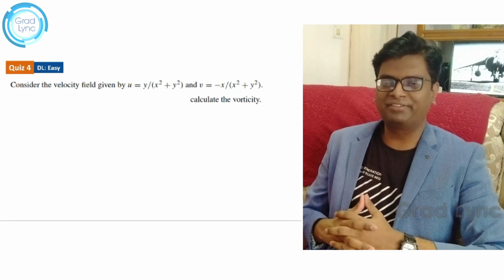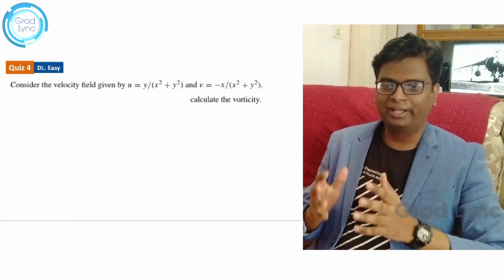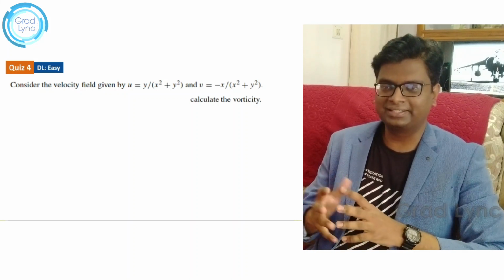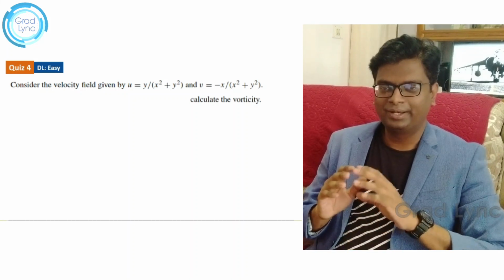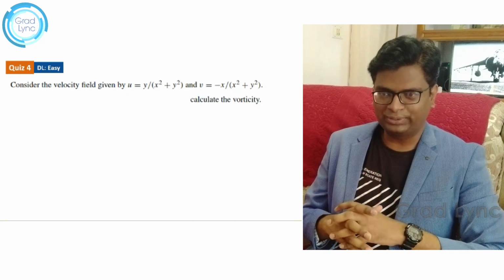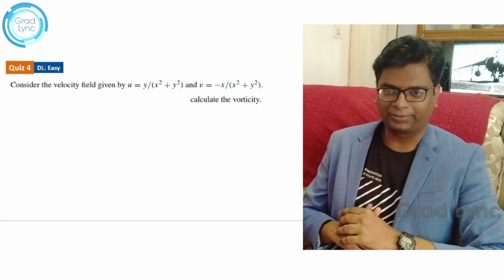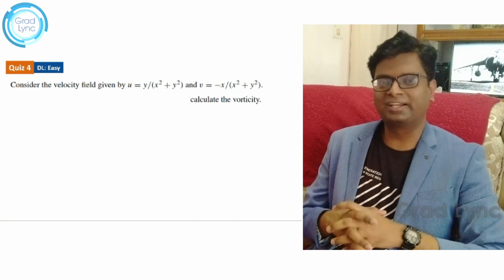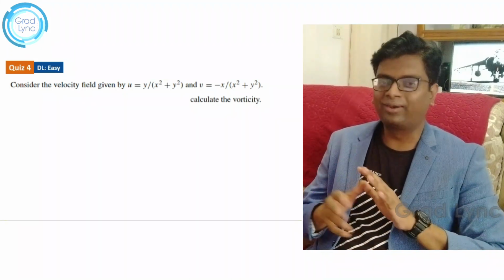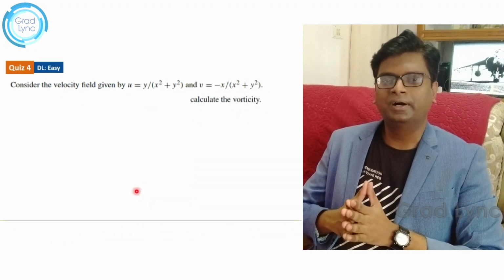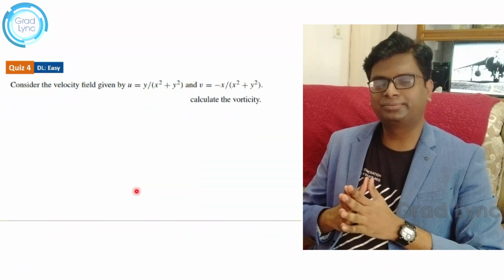So I'm taking the same previous example where the velocity field is given by velocity vectors, that is u is equal to y by x square plus y square and v is equal to minus x by x square plus y square. So for this particular flow field, we have to calculate the vorticity. I want you to pause the video and try to get the solution of this problem.